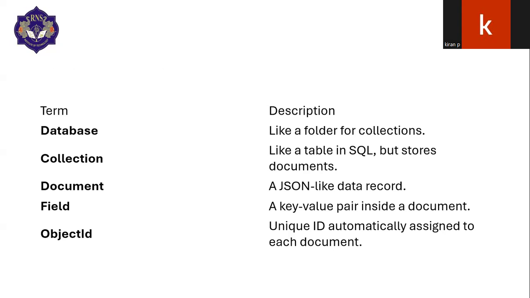Okay, some terminologies in case of MongoDB. The first one is database. Database is nothing but there are multiple collections, like a folder which contains multiple collections. Collection is similar to your tables in SQL. Within a collection we have documents. Within a document there are fields. We have an object ID also, which is automatically assigned for each document. So for each document there is some identification number.